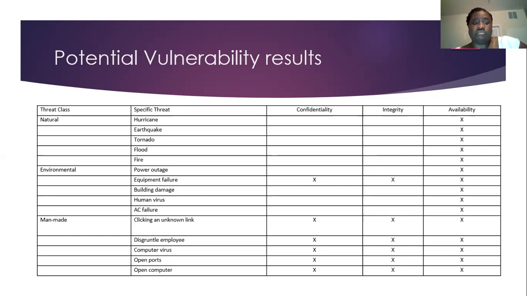Man-made, clicking on unknown links. If somebody clicks on a link from someone they don't know, it could be a potential virus. Disgruntled employee, somebody that's mad because they're getting fired or didn't get promoted or didn't get a raise. So they become disgruntled and can do stuff against the company, whether it be cause a system to fail or even sell confidential information.